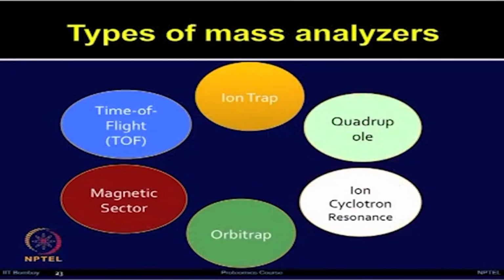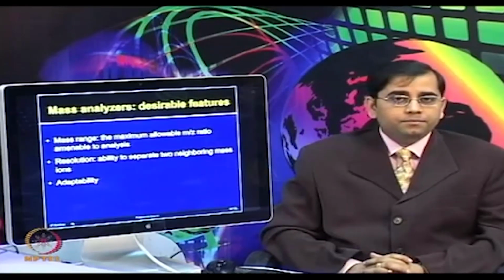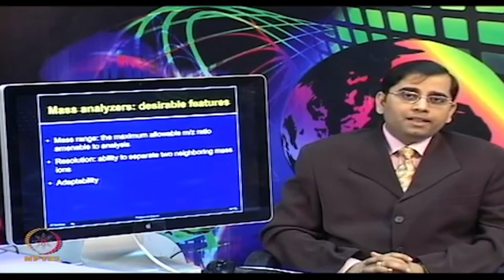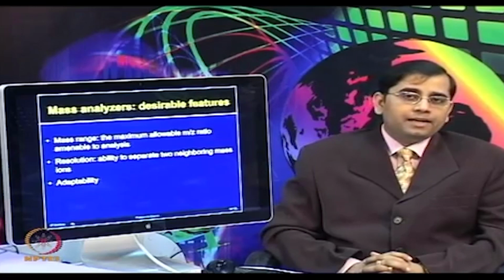There are several different types of mass analyzers currently available that use the same basic properties which we discussed. Some of the popular mass analyzer configurations are shown in the slide, which include time of flight or TOF, ion traps, quadrupole, magnetic sector or B trap, and ion cyclotron resonance. What are the desirable features of a mass analyzer? The performance of mass analyzers can be evaluated on the basis of various desirable characteristics.